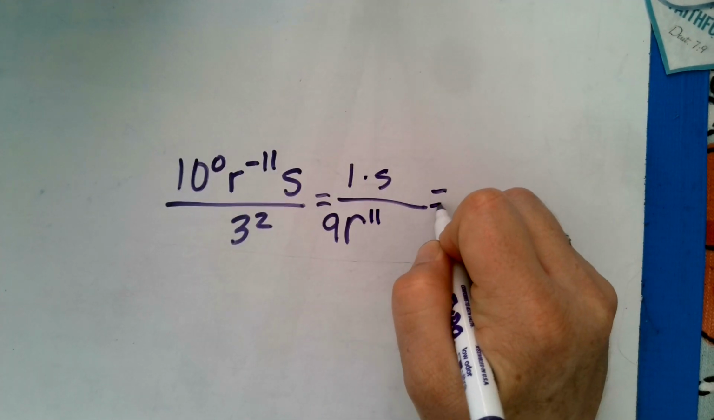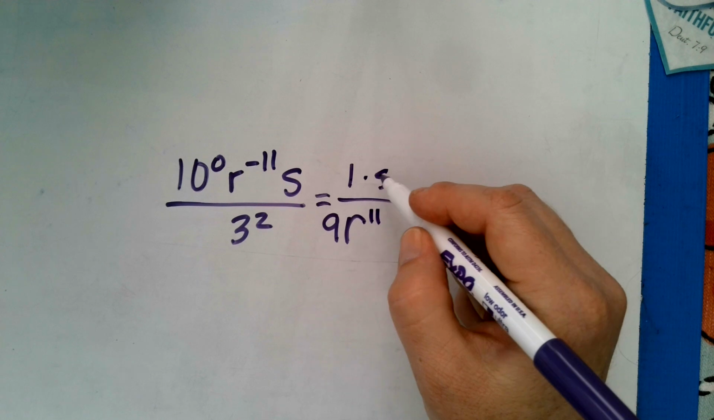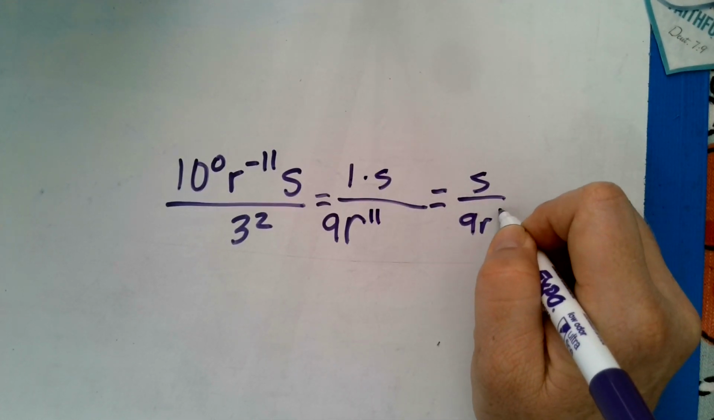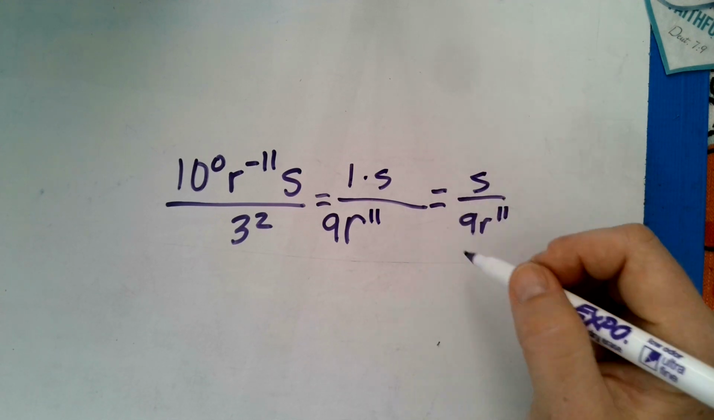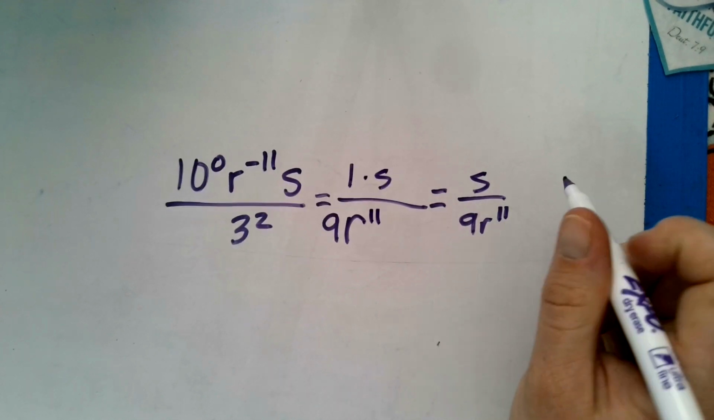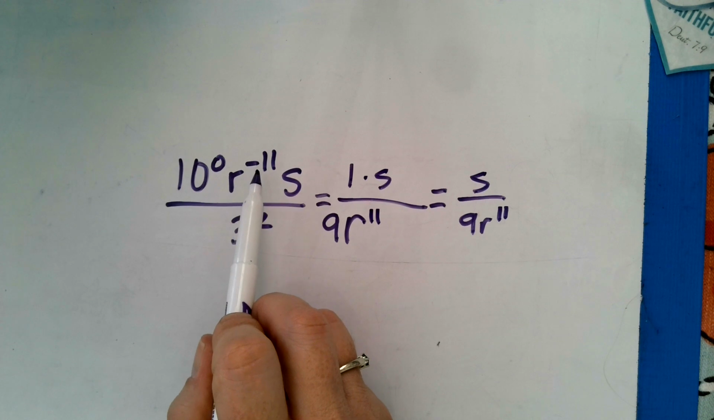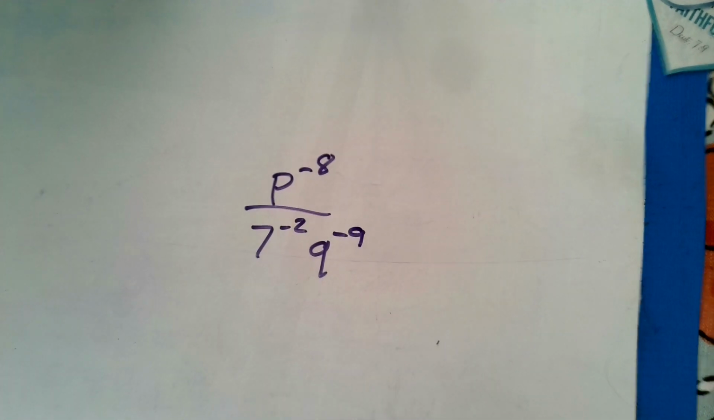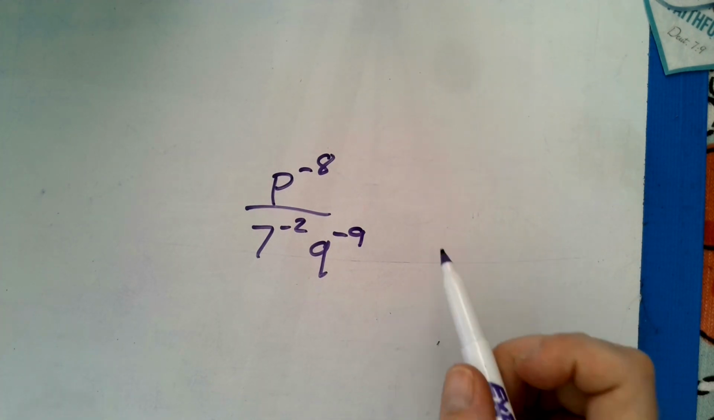So if we were to write that even simpler, we don't have to say 1 times S. We can just say S over 9R to the 11th. And all of our exponents are positive. We're not dealing with this nasty negative exponent. And we're done.